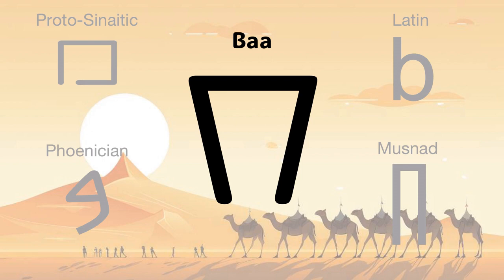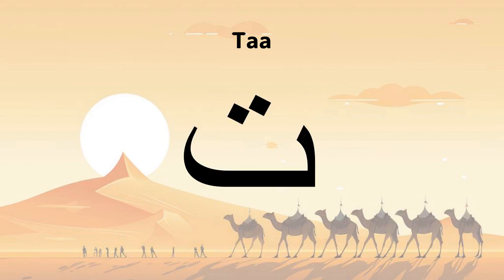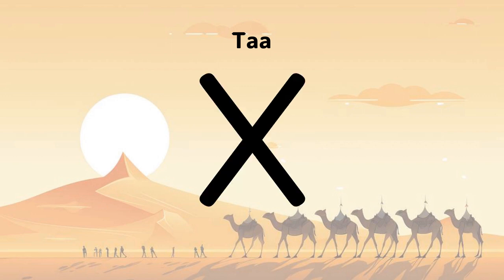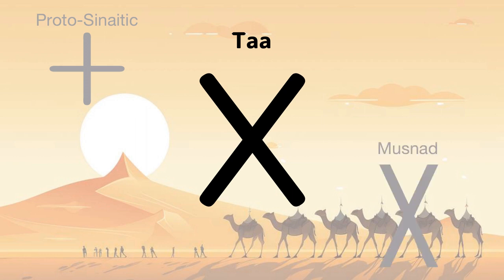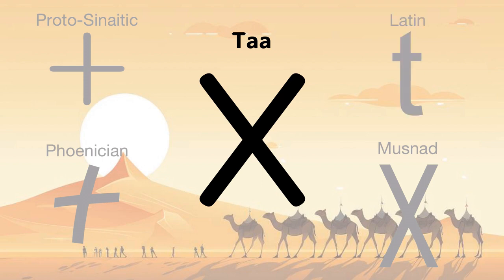Our next letter is Ta. Modern Arabic Ta is represented by two dots above the line. But again the Dadanitic form is nothing like this, but is instead identical to the Proto-Sinaitic form. The orientation of this letter was variable and sometimes appeared diagonal as it is in this font. Musnad again is the same, Phoenician as well. Our modern Latin T is also very similar, all forming the shape of a cross. Our next letter is Tha.